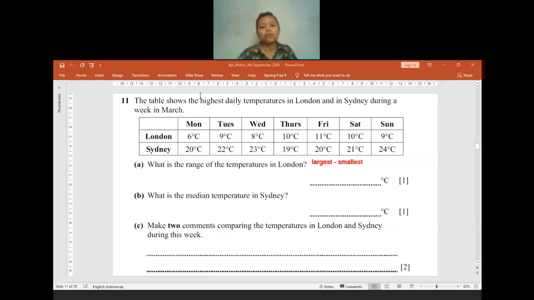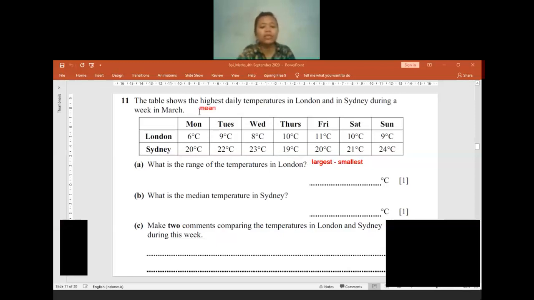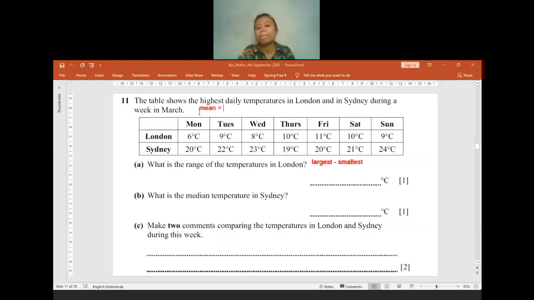What is mean? Is there anyone who still remembers what mean is? Average. You first add everything and then divide it by the amount of total numbers, the total values divided by the total number of data. Okay, do not say that mean is average.